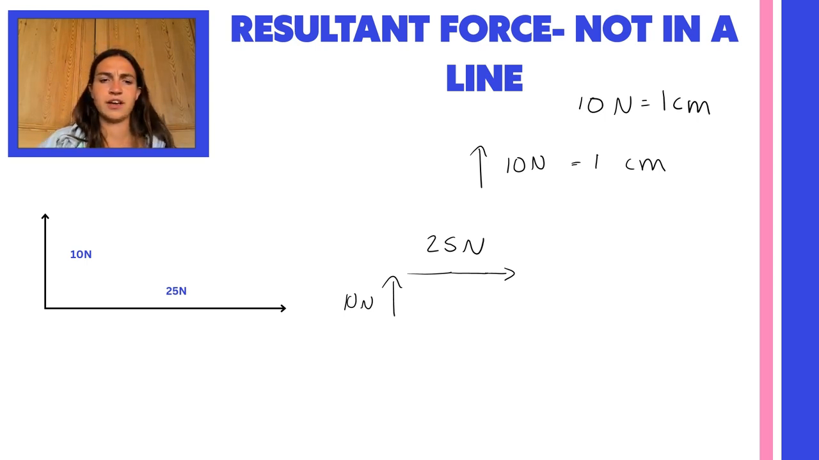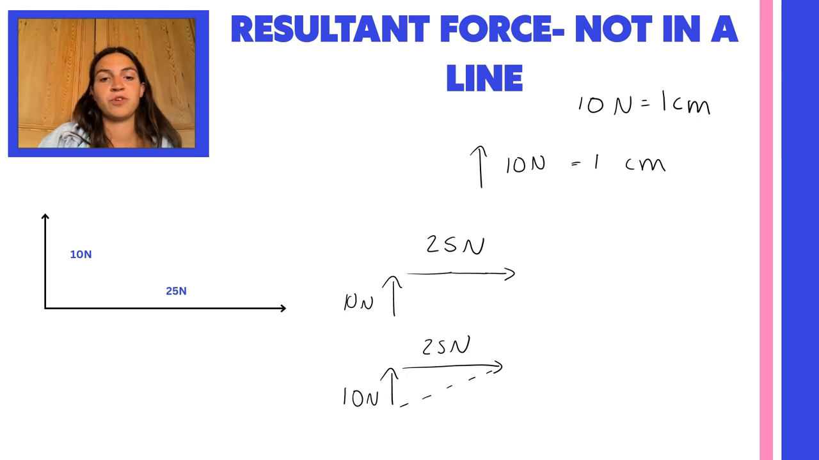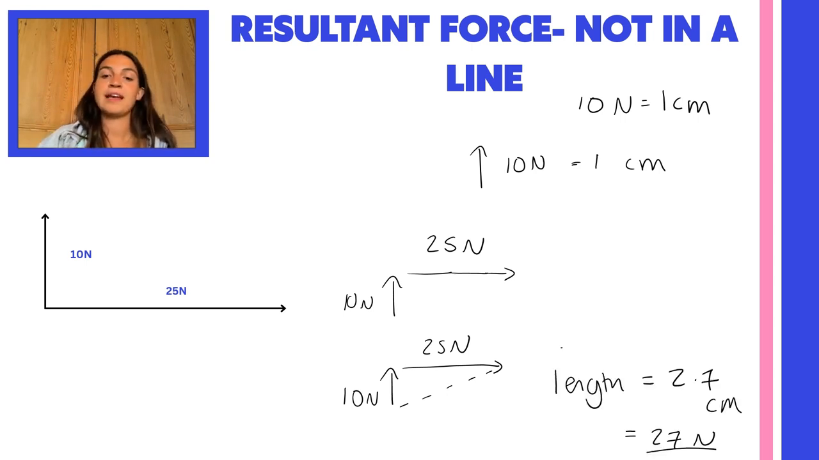So the next thing I do is go to the very start of my diagram, which is the bottom of that 10 Newton force, and I draw a dotted arrow line to the end of my diagram, which is the tip of that 25 Newton force, like that. Then all I have to do is measure the length of that dotted line. That length was 2.7 centimetres, and since my scale is that every centimetre is 10 newtons, that's 27 newtons.